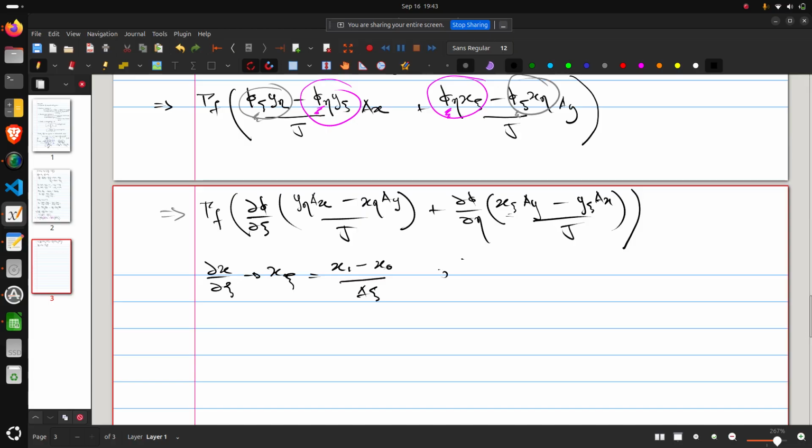Now dou y dou psi will be, okay. What other term is left? Dou x dou eta, which is nothing but x eta. What will be x eta?